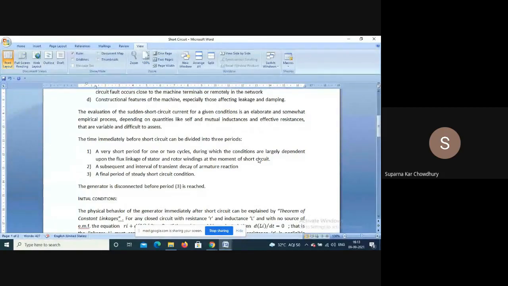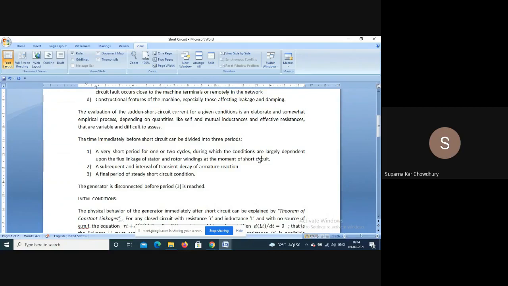Then after one or two cycles, the system has inherent damping, so in subsequent cycles the damper currents will die down, and there will be a few transient cycles over which the current gradually decreases. Then finally there will be a steady short circuit condition, where the current magnitude is large but steady, not varying with time.